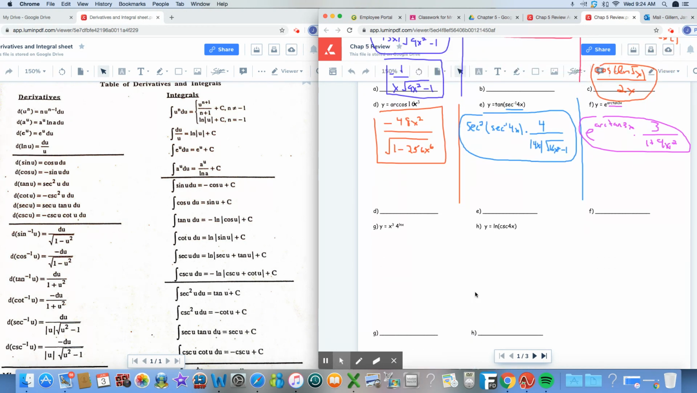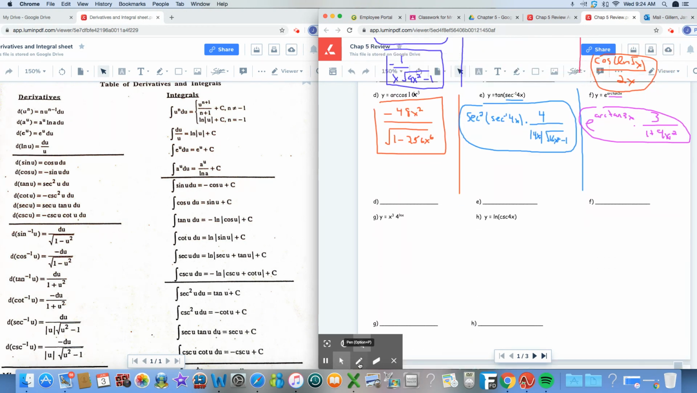All right, G here. We have the product rule. That's our first, that's our second. Remember the product rule is the first times the derivative of the second. Now to get the derivative of 4 to the natural log of x, you have a constant raised to a variable. So it's this right here, a to the u natural log of a du.